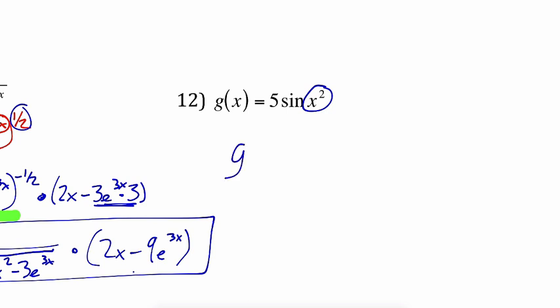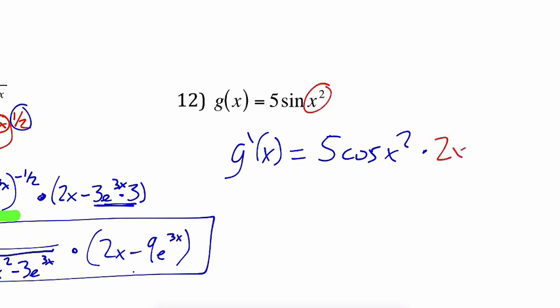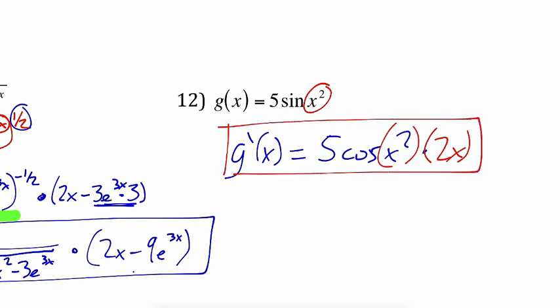So we have g prime of x. The derivative of the outer part, the derivative of sine, is just cosine. So it's going to be 5 times the cosine of x squared times the derivative of x squared, which is just going to be 2x. I'm going to put this in parentheses just to make sure we don't mix those up. And that, my friends, is all for that.